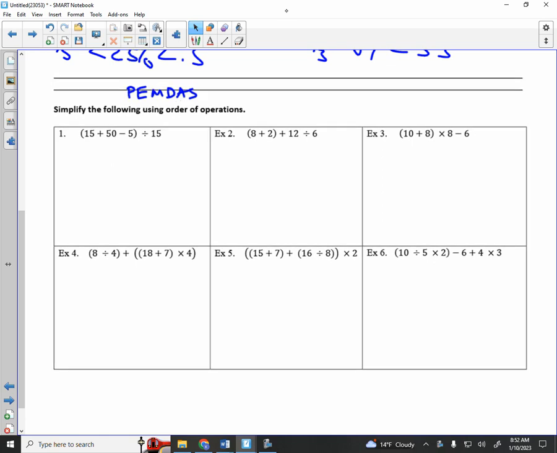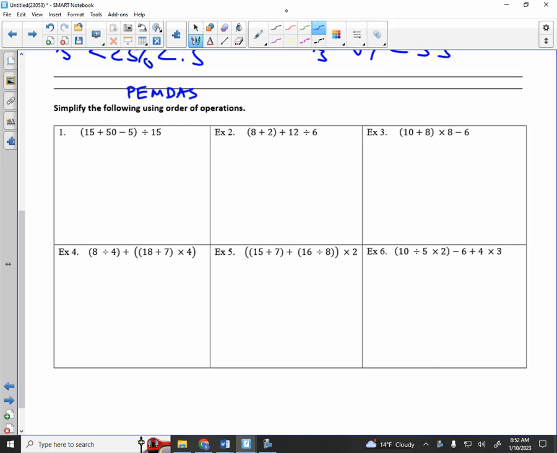It should be written more like this. You have to say PEMDAS. Multiplication and division have the same level of importance, as does addition and subtraction. You do whichever one comes first, left to right.